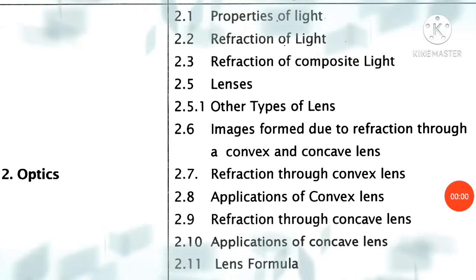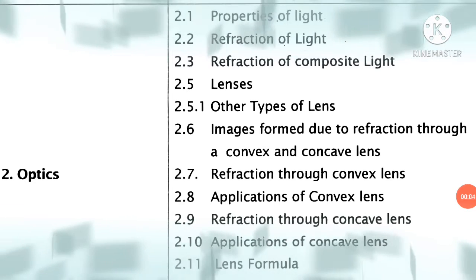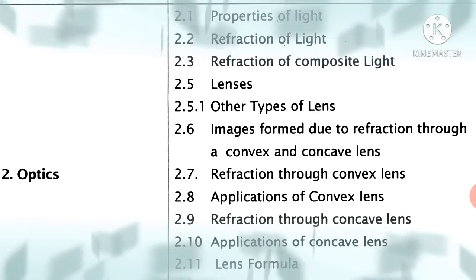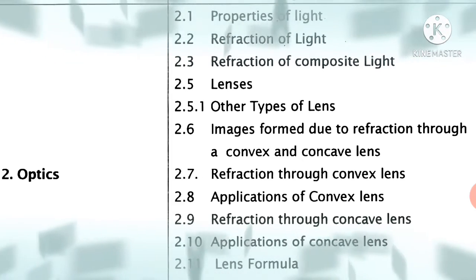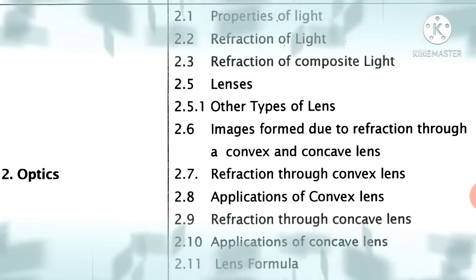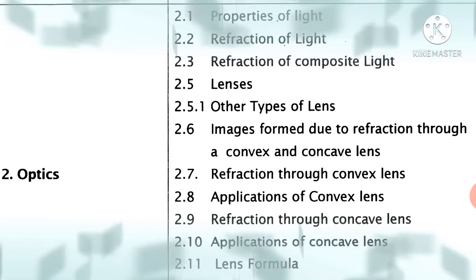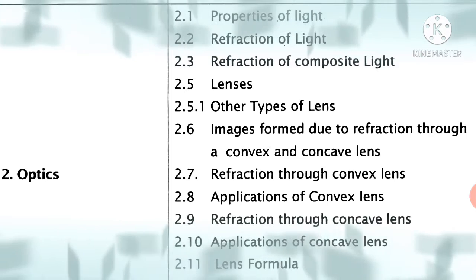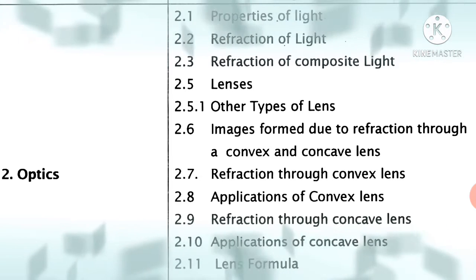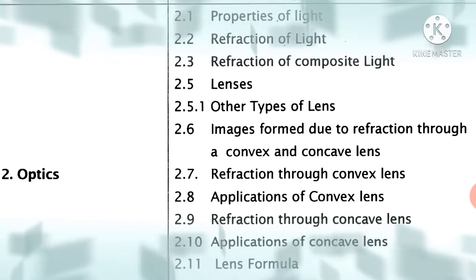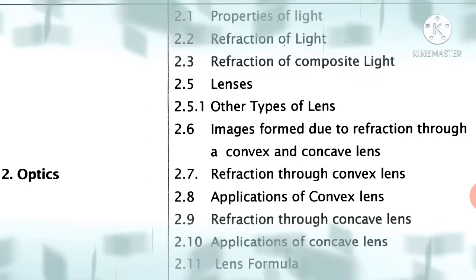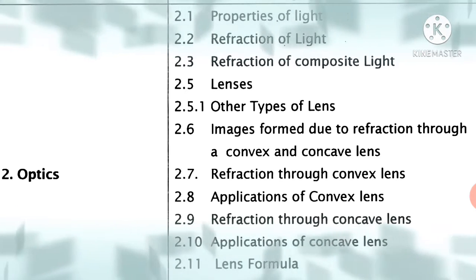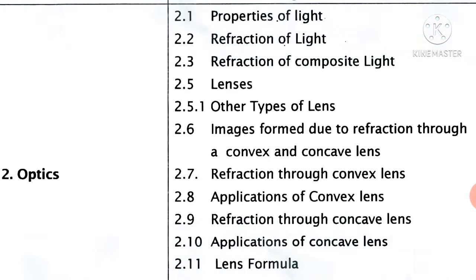and Weight. Unit 2 Optics. In this we have 2.1 Properties of Light, 2.2 Refraction of Light, 2.3 Refraction of Composite Light, 2.5 Lenses, 2.5.1 Other types of lenses, 2.6 Images formed due to refraction through a convex and concave lens, 2.7 Refraction through convex lens, 2.8 Applications of convex lens, 2.9 Refraction through concave lens, 2.10 Applications of concave lens, 2.11 Lens formula.